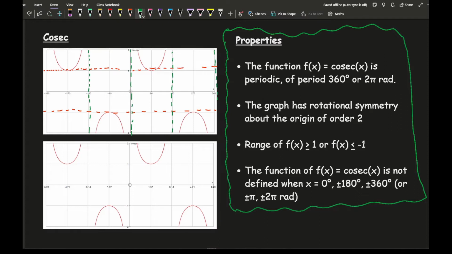Now in terms of looking at the graph in radians, again I have to use decimals, but that's going to be pi over 2, that's pi, that's 3 pi over 2, and that there is 2 pi, and again dashed lines at these values here, like so.